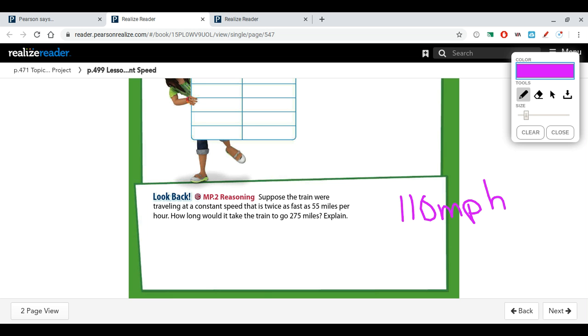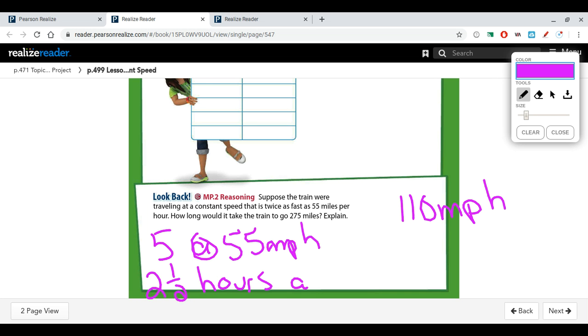So if I double my speed, I'm actually going to halve my time. So it was 5 hours at 55 miles per hour. If I double my speed, that means I'm going to cut my time in half. So it's going to be 2.5 hours at 110 miles per hour. All right, so let's go ahead and move into your next problem.